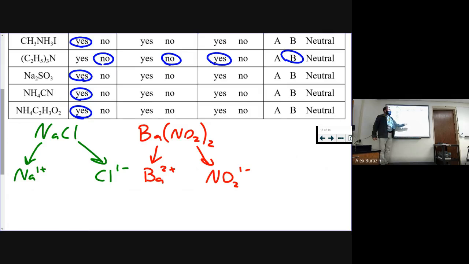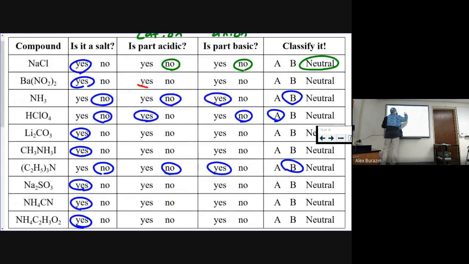Barium hydroxide. Barium comes from column 2 with hydroxide. Any element from column 1 or 2 with hydroxide is strong. So barium hydroxide is strong. What does that tell us about the barium ion? It's neutral. The cation is neutral.